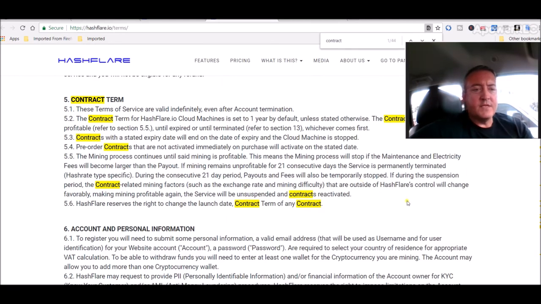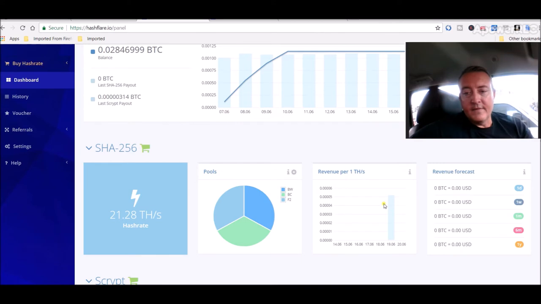Continuing, if during the suspension period, the contract-related mining factors such as the exchange rate and mining difficulty that are outside of Hashflare's control will change favorably, making mining profitable again, the service will be unsuspended and contracts reactivated. So that is what happened on the 19th. Services were reactivated for one day. And I would imagine that now the new 21-day period starts over again starting today, seeing that we have not had a payout. Now, the day is not over, so that is yet to be determined whether they're going to pay out or not.